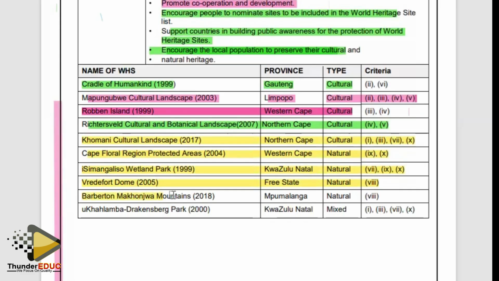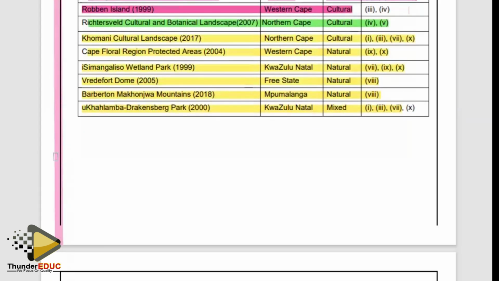Then you also have the Barberton Makhonjwa Mountains, declared in 2018 in Mpumalanga. Natural, meets criteria 8. uKhahlamba Drakensberg Park, declared in 2000, is located in KwaZulu-Natal, a mixed type of World Heritage Site meeting criteria 1, 3, 7, and 10.